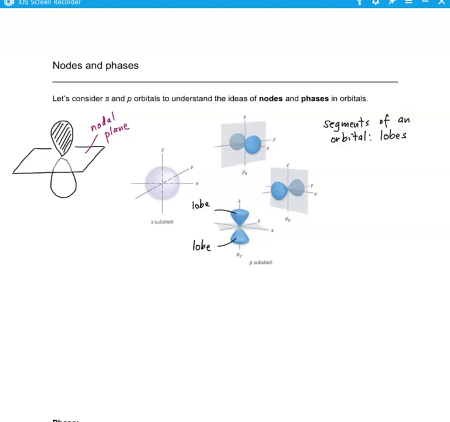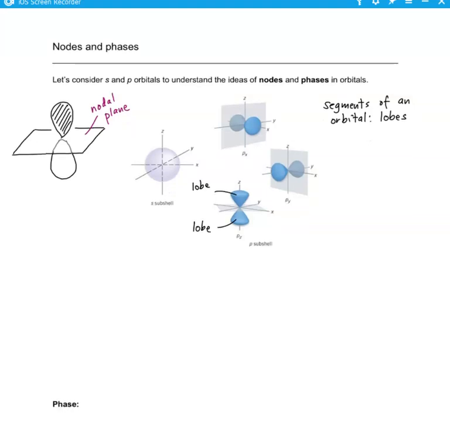So on the previous page, we saw radial nodes. Nodal planes are a different kind of node, and we're going to see those a lot more than we'll see radial. Okay, now where does this come from, and what does it mean, and why did I shade one of the lobes of the p orbital and not the other one?